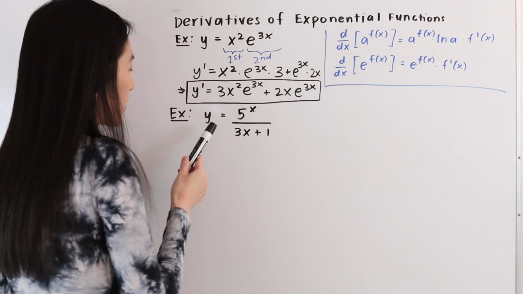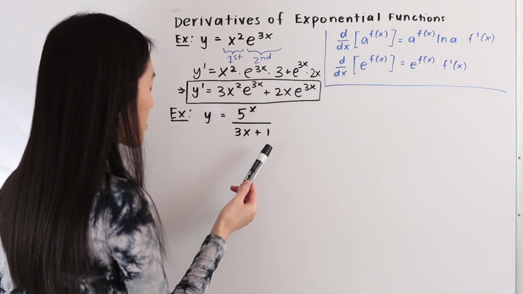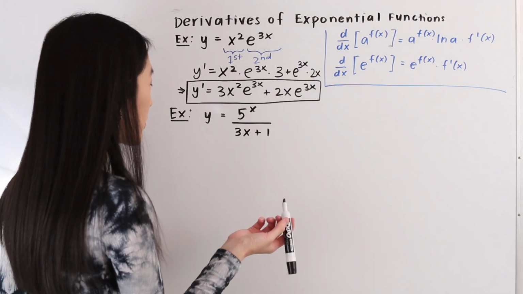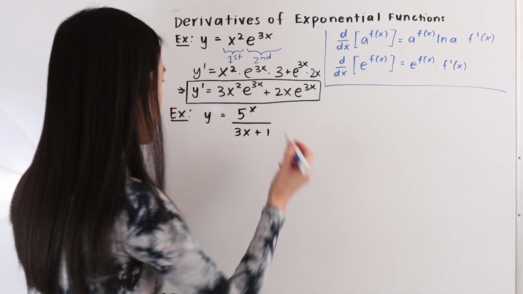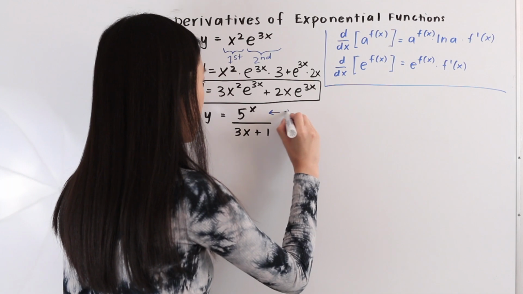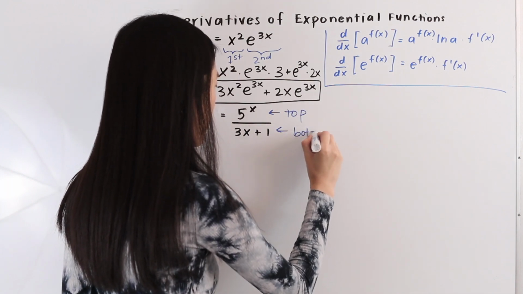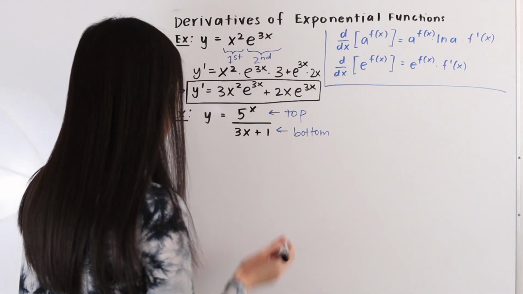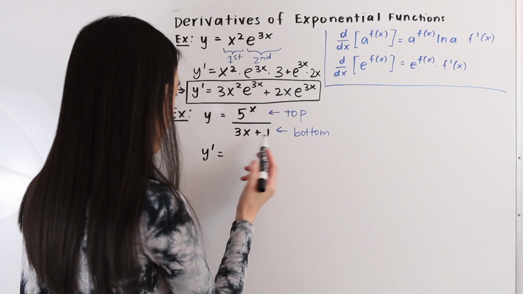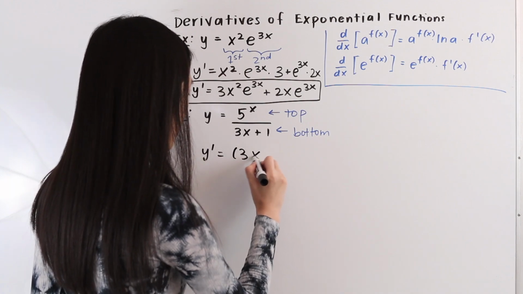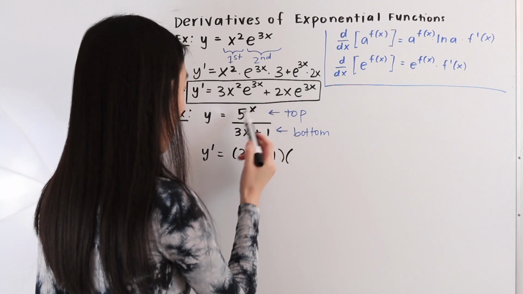And in this last example here, we have y is equal to 5 to the x over 3x plus 1. And so here we have a quotient, so we need to use the quotient rule. So let's go ahead and start off by labeling our functions. So here we have our top function, and here we have our bottom function. And so we have y prime is equal to the bottom, so 3x plus 1, times the derivative of the top, so the derivative of 5 to the x.